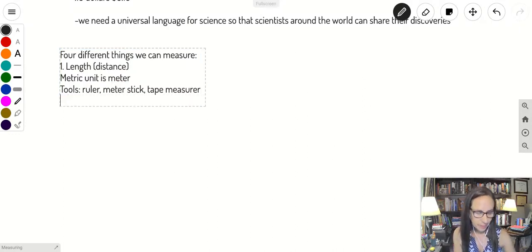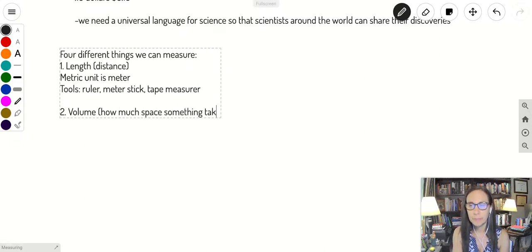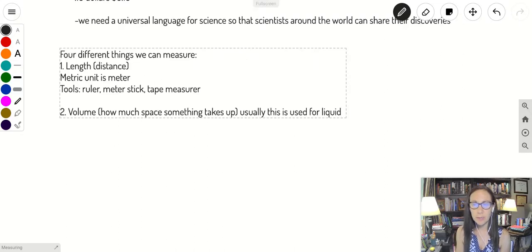The second thing that we can measure is volume. Volume is measuring how much space something takes up. Usually this is used for liquids. In science, we do a lot of measuring of liquids. There are a lot of liquids involved in experiments, and you have to measure the volume of the liquid.